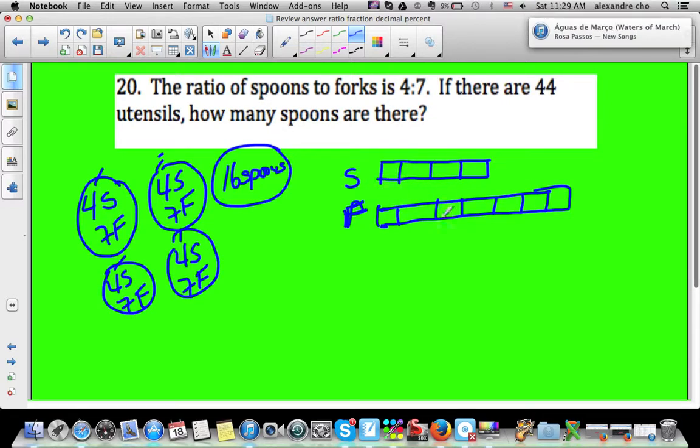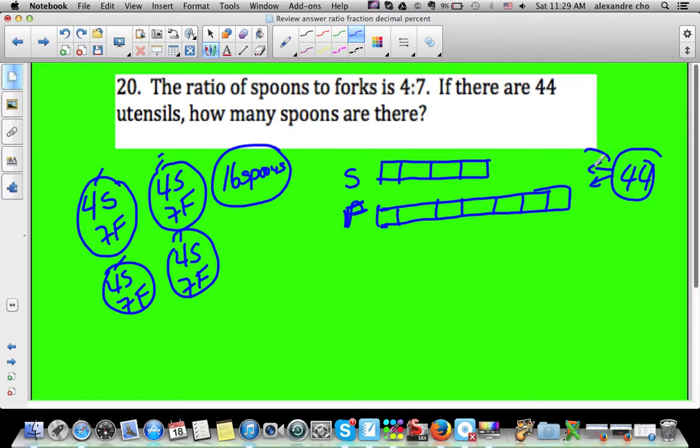Well, here is my ratio, 4 to 7, and we have 44. Well, what happens when there's 44 in total? Well, this 44 has to go inside all those squares evenly. So 44 divided by 1, 2, 3, 4, 5, 6, 7, 8, 9, 10, 11 means that each box over here is 4. Okay, so if you count the number of spoons, you got 4, 8, 12, 16. Same answer as we got before.